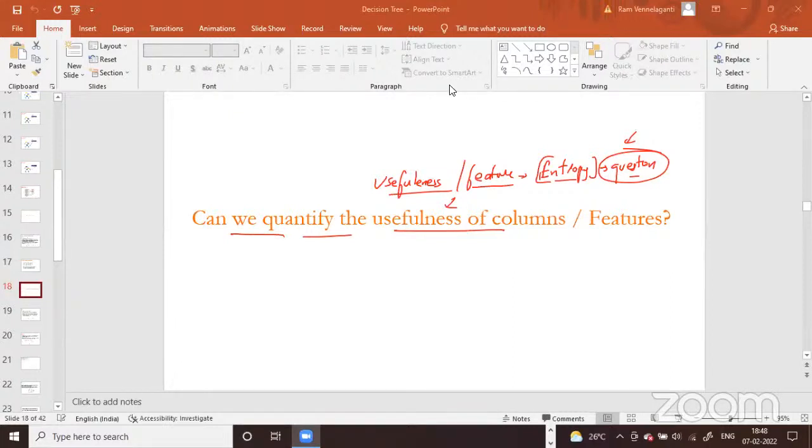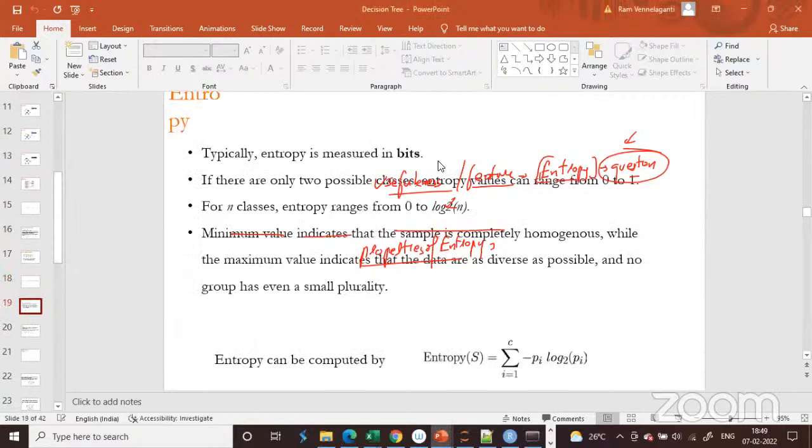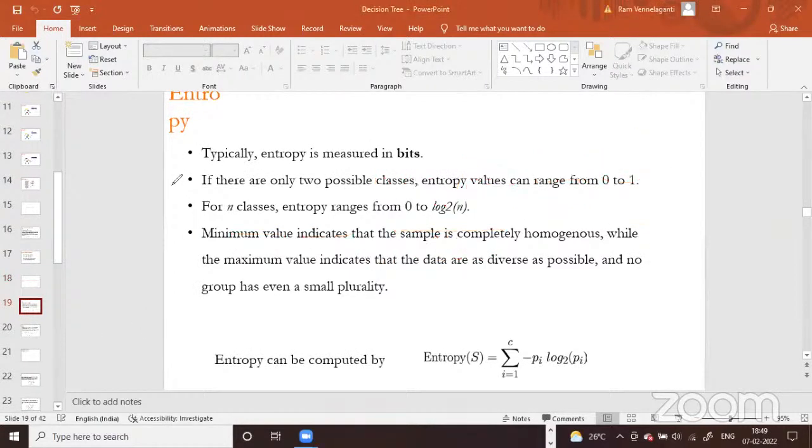So before we try to answer this question, let us try to study some properties of entropy. So first we are going to look at some properties of entropy. And then we are going to discuss one small formula for how to calculate your entropy mathematically. So what are the properties of entropy that you have?